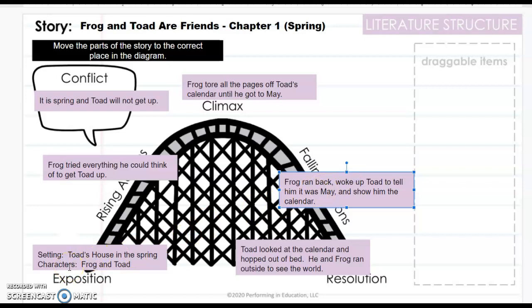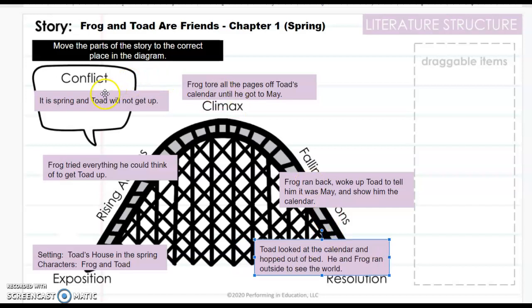Exposition is the setting, the characters, and the very beginning, telling us what's happening. Rising action is the events in between the beginning and the middle. Climax is the turning point of the story, where something exciting is getting ready to happen. Falling action is when all of the events begin to get wrapped up, leading to the very end of the story. And resolution is how the problem is solved. Conflict is always the problem in the story.